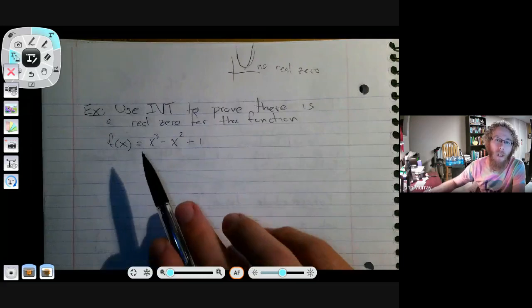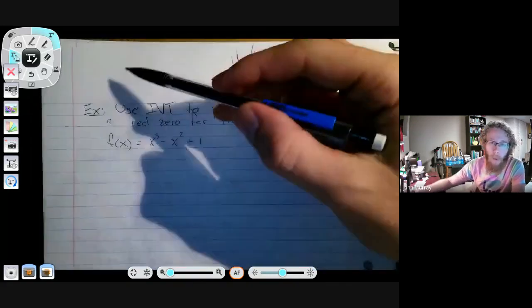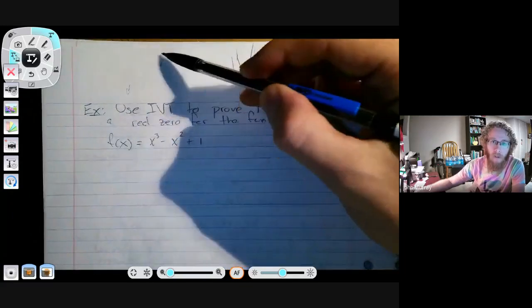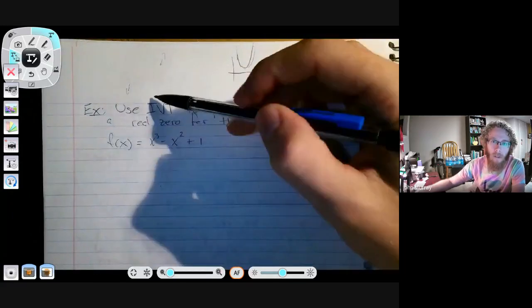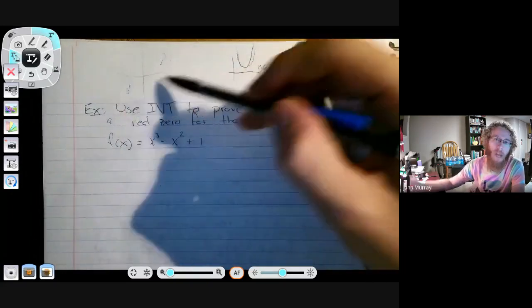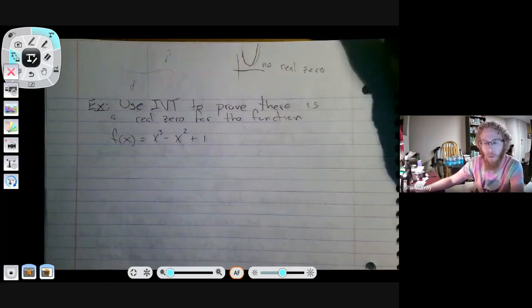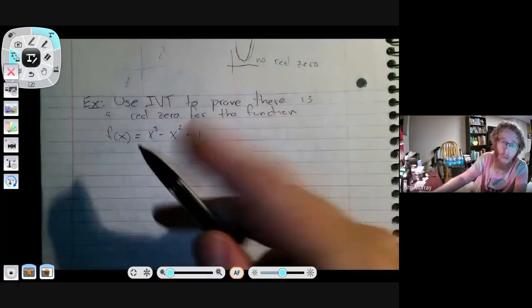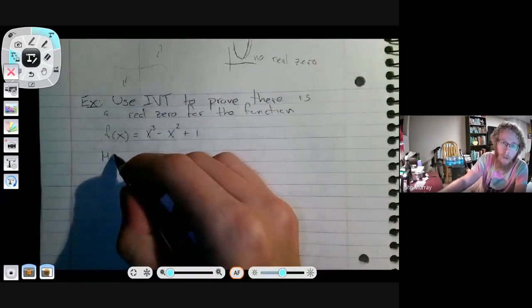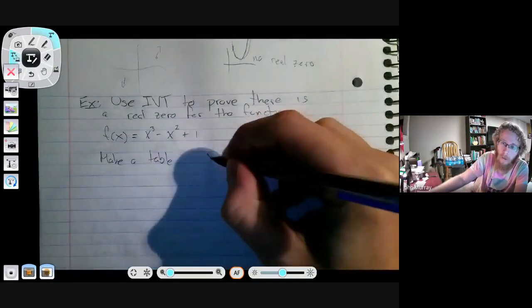Now, I'll start off by saying, because this is an x to the third, and we know the end behavior of an x to the third rises to the right and falls to the left, well, just by common sense, it's going to have to cross at some point. But we don't know. That's what I'm trying to prove. So what we can do is make a table.